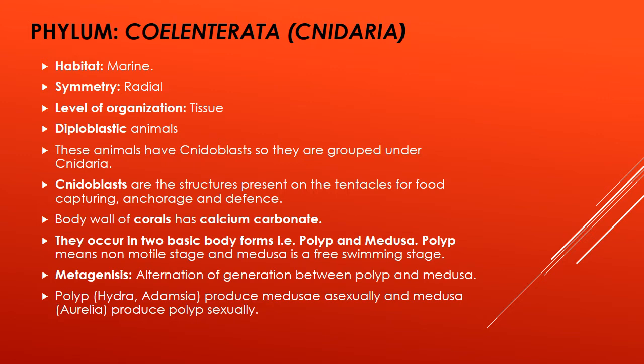You may get a question like: name or give an example for the polyp stage of Coelenterata. Hydra and Adamsia are very good examples. The medusa stage is Aurelia. Always remember that the medusa is an umbrella-shaped structure, like jellyfishes. It is an independent, free-swimming stage. Whereas the polyp, like Hydra, is attached to the substratum and is non-motile.